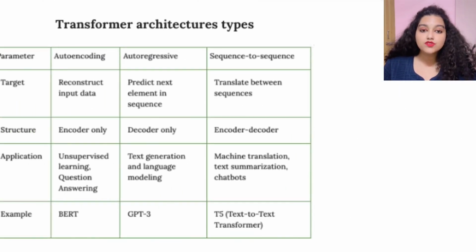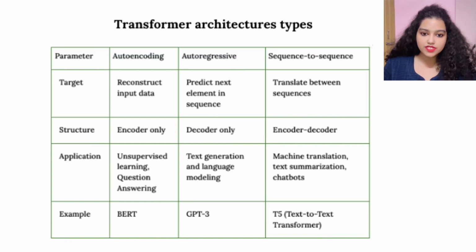Now let's understand the transformer architecture types. There are 3 types, that is auto-encoding, auto-regressive, and sequence-to-sequence. Number 1, auto-encoding. Number 2, auto-regressive. Number 3, sequence-to-sequence. So here we can check out the difference. At first, the target. Auto-encoding has to reconstruct the input data. Auto-regressive is predicting the next element in the sequence. And sequence-to-sequence is translating between the sequences.